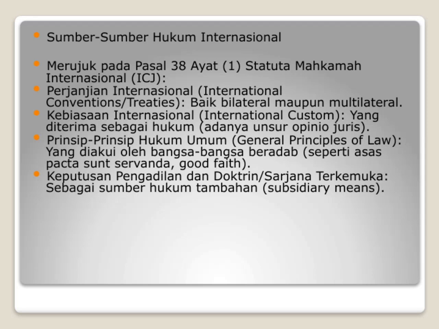Let's explore the main sources of international law, as outlined in Article 38, Paragraph 1, of the International Court of Justice Statute. First, we have international treaties. These can be between two countries or involve many nations. Then, there's international custom, practices accepted as law, backed by a sense of legal obligation. Next, general principles of law recognized by civilized nations, like good faith and keeping promises. Finally, court decisions and scholarly writings serve as additional, supportive sources.